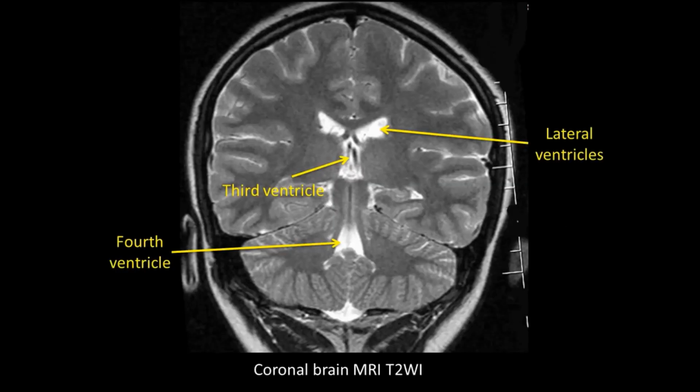This is a coronal brain MR image, T2 MR image. We see the CSF here very hyperintense. These are the lateral ventricles, the anterior horns, the third ventricle, and the fourth ventricle. This is supposed to be the location of the cisterna magna.